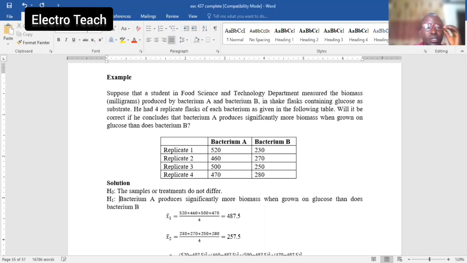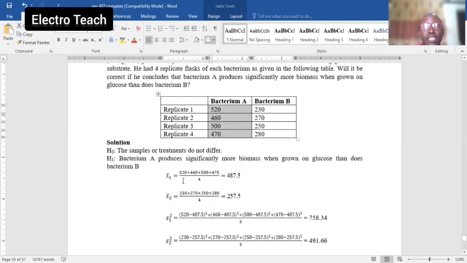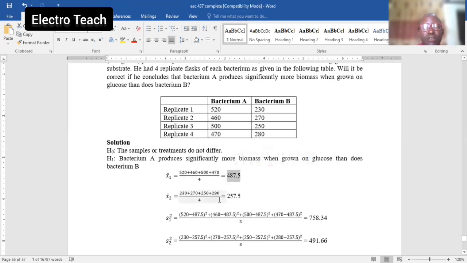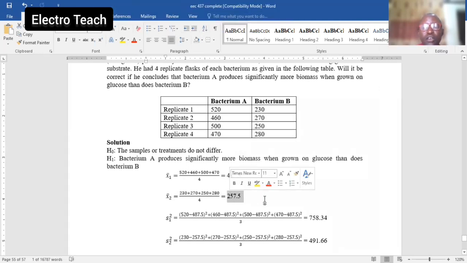Okay, so now we start by calculating the mean for data set A, and then calculate the mean for data set B. That's what we do now. For data set A, x1 bar equals 520 plus 460 plus 500 plus 470 divided by 4. And the answer is 487.5. Similarly, for x2, we add all these up. We get this answer, 7.5 as the mean.